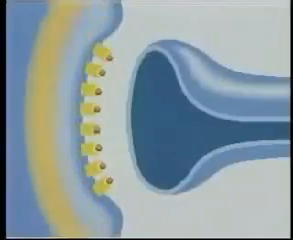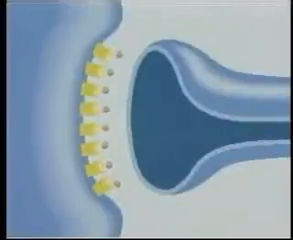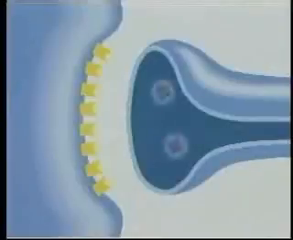The binding of the neurotransmitter to the receptors causes a change in that cell's membrane potential. This change triggers a nerve impulse. The neurotransmitters are then released by the receptors. They are either broken down or reabsorbed by the cell that released them. The synapse is ready to transmit another impulse.